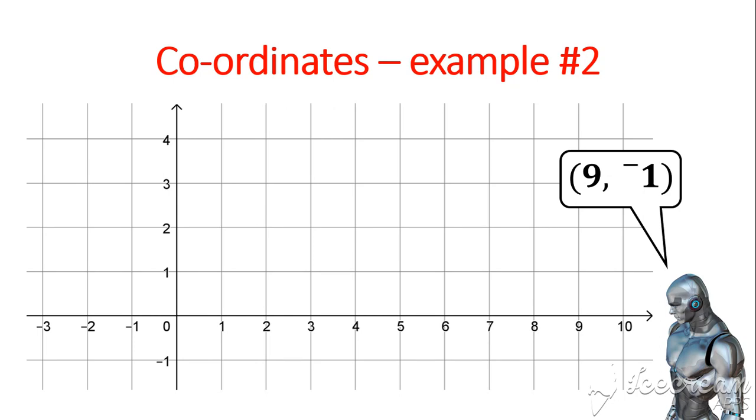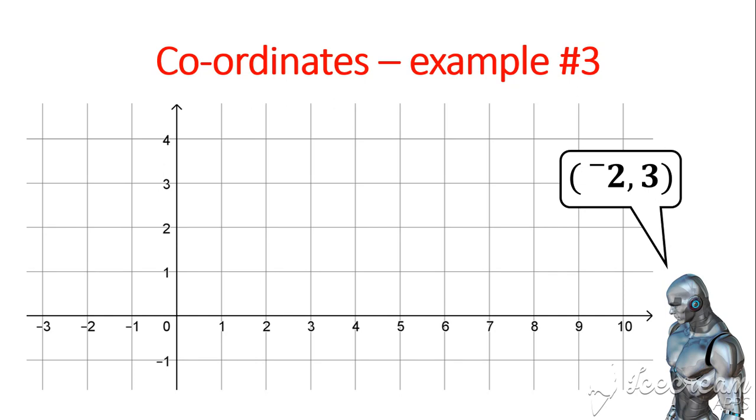Right, example 2. We're going to plot this point (9, -1). We start at the origin, and the first number tells us which way to move across. It's a positive 9, so we're moving to the positive 9. The second number tells us which way to move up and down. It's a negative number, and that means we're not going up 1, we're going down 1. So we are now at the point (9, -1), which is this point right here.